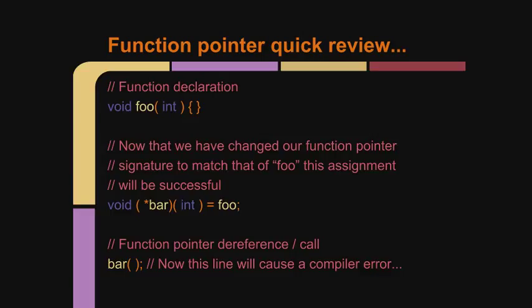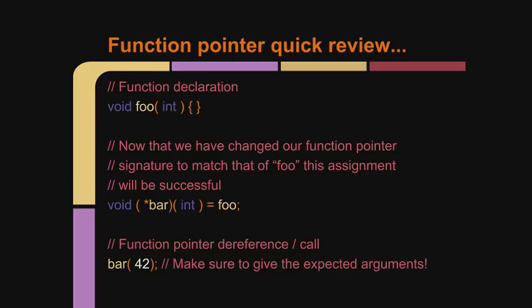But on the third line, where I try to call bar, as I have done previously, this will actually now cause a compiler error. Hopefully what the issue is really obvious, but if not, think about, what does bar point at? It points at the function foo. So when we try to dereference bar and call that function, we're really calling the function foo. The function foo takes in an integer as a parameter. So we are trying to call foo, but not passing it the correct parameters.